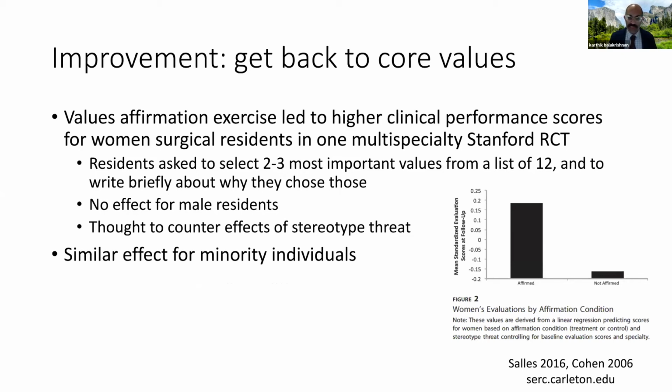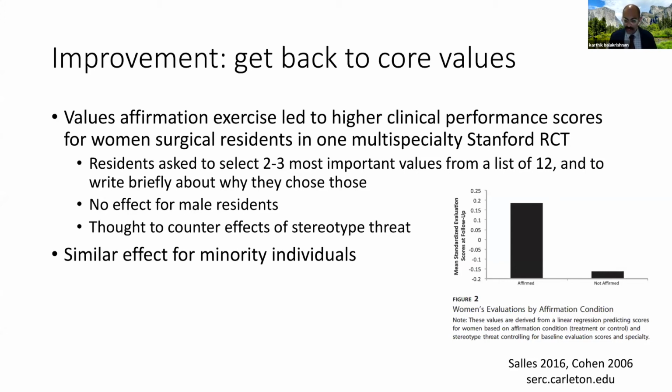So one recent randomized trial that was done at Stanford was done on surgical residents. And actually, it included a lot of otolaryngology residents. So some of you may have been part of this. But the investigators asked residents to select 2 or 3 of the most important values from a menu of about 12 of them, and to briefly write down why they chose those.